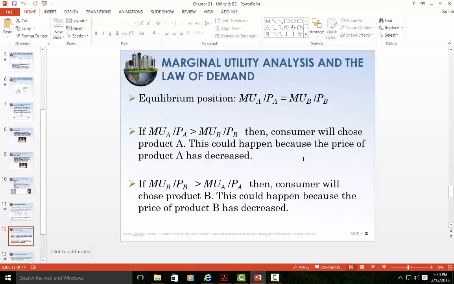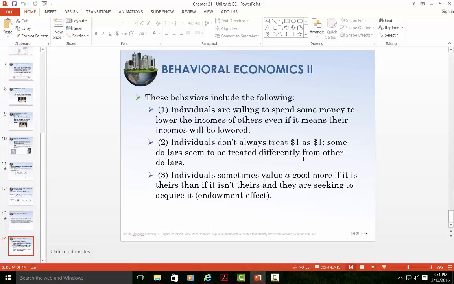If something happens for you to have greater utility or satisfaction from one, say product A, than B, let's say perhaps product A loses value, then you would choose that product. On the other hand, if it's B that goes down in price, then you would choose that product. So this is essentially all that you need to get out of this chapter as far as the quiz is concerned. Again, behavioral economics, I'm not going to have much to say. You can read about it in the textbook. I'll leave that up to your own study.